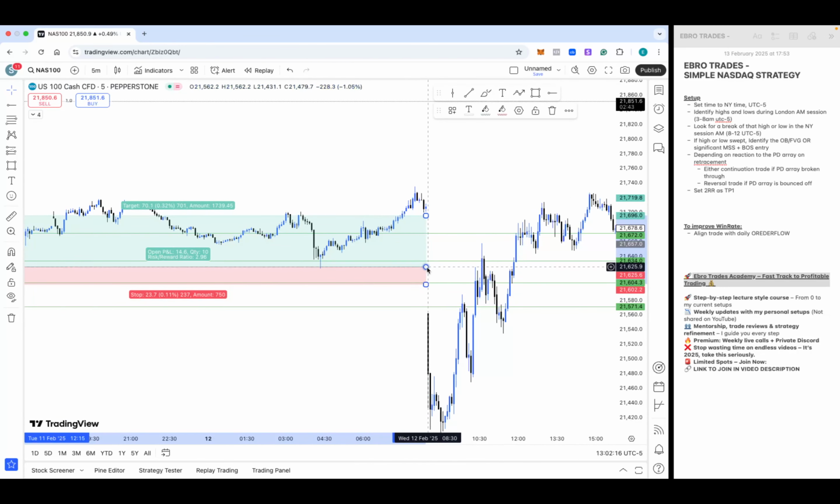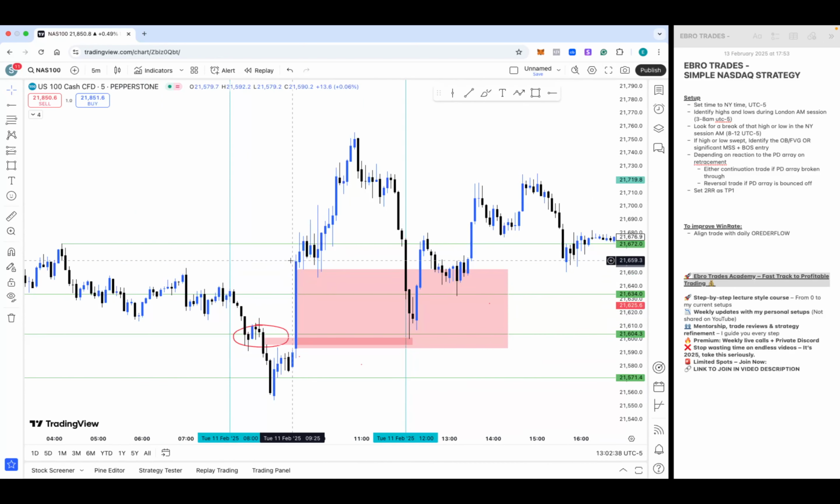But that is not the entry that I took. As soon as I saw this convincing market structure shift from bearish to bullish, I didn't even wait for retracement into the fair value gap. As I just said, you could have taken the trade off the retracement, but I didn't do that. And that's it for the strategy.